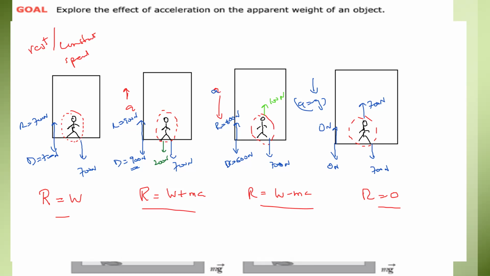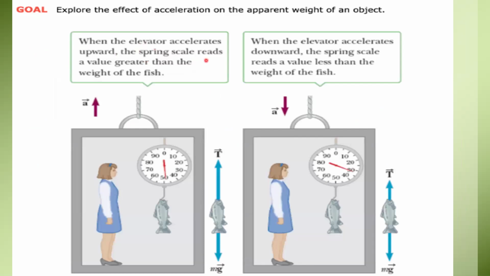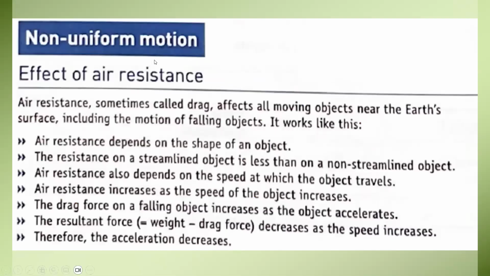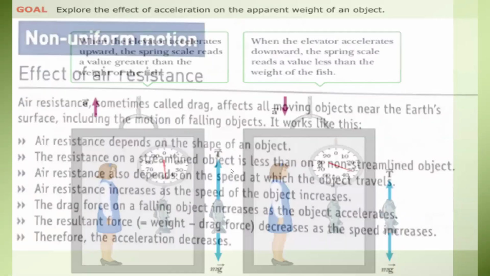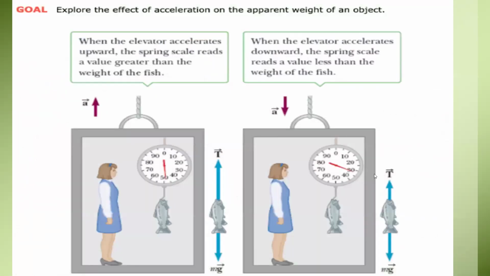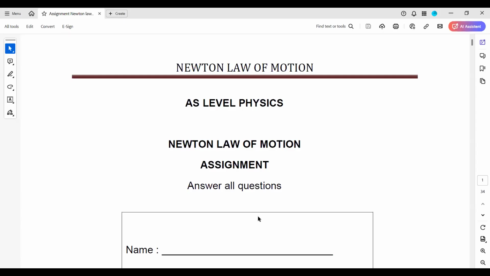As you can see here, when the elevator accelerates upward, the spring scale reads a value greater than the weight of the fish. And when it is accelerating downward, it will record a smaller value. So when you accelerate up, you will feel heavier. When you accelerate down, you will feel lighter. So this exercise is related to Newton's laws of motion.